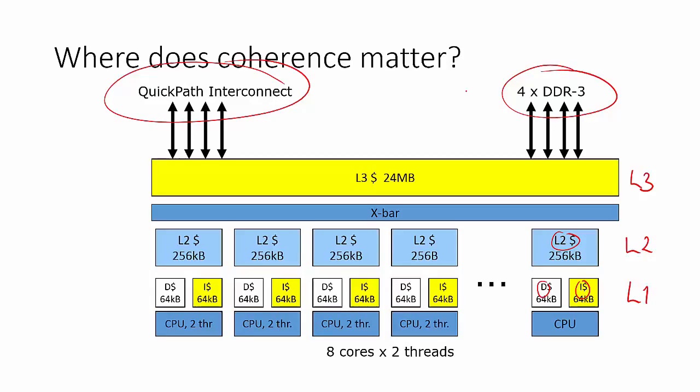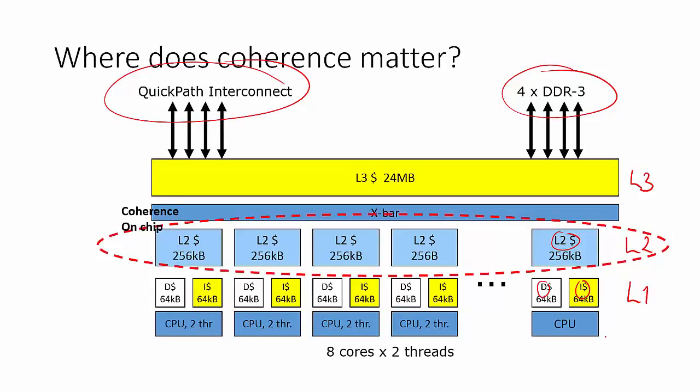So where in the machine, where in the processor is coherence implemented? Well, first of all, between the L2 caches on chip. These caches need to be maintained coherent. If the cache memory system implements something called inclusion, this means that whatever resides in the first level cache also resides in the second level cache.